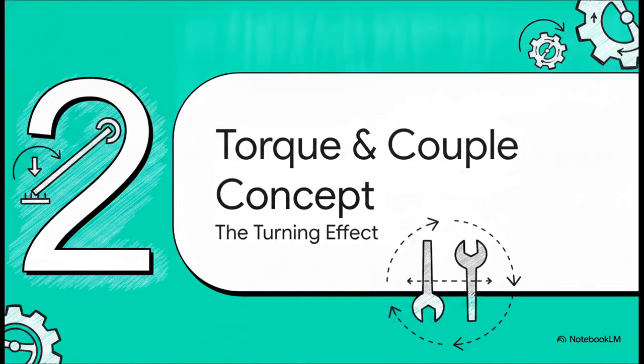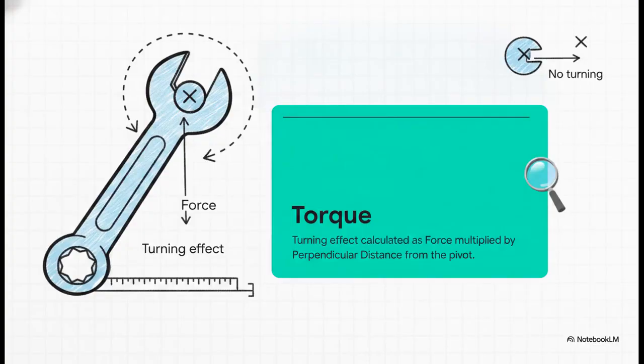Section 2, Torque or Couple Concept. Let's decode the math behind the turning effect. So here's the absolute crucial point. Torque, or the moment of force, isn't just about how hard you push. It's actually calculated as the force multiplied by the perpendicular distance from the pivot point. Think about it. If you apply a massive amount of force, but you push right exactly at the hinge, the distance is 0, right? So the object literally won't turn. The perpendicular distance from the pivot is the real game changer here.